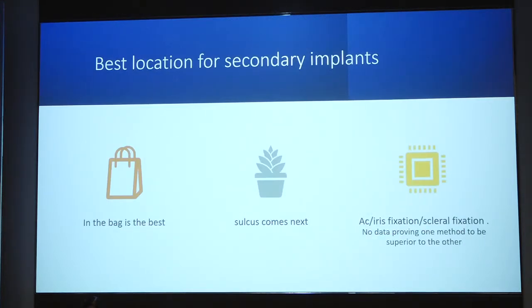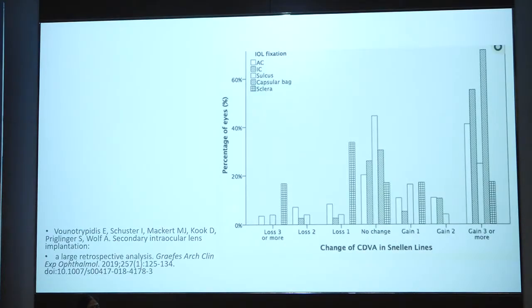The best location for a secondary implant is obviously in the bag if you have sufficient bag, and or in the sulcus. The other options that we normally have to resort to are AC, iris fixation, and scleral fixation. Most studies show that no one method is superior to the other. But this particular series from Greece does show that you have more chance of losing 3 or more lines if you are doing a scleral fixation. And if you put it in the anterior chamber, the lens is clear, and if you put it in the bag or in the sulcus, you have more chance of gaining three lines or more.